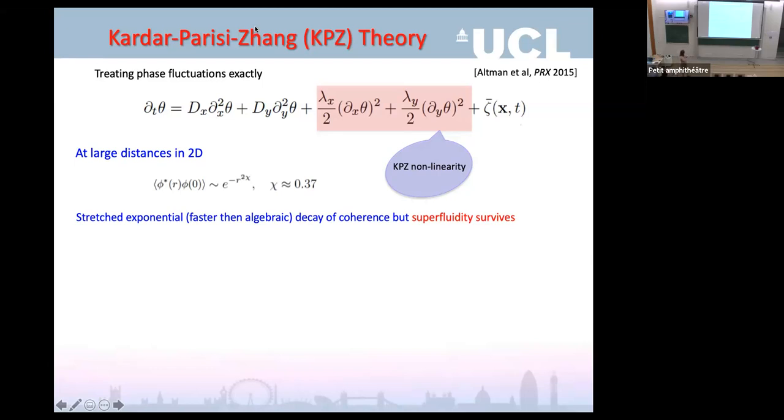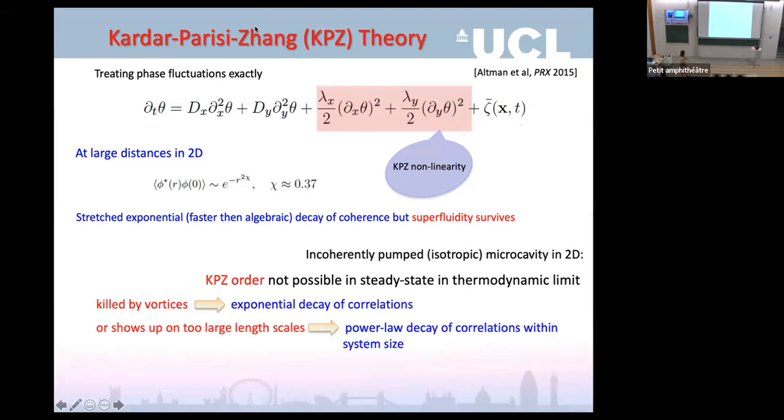So that was discovered a while ago, and it was proposed that this system would be really interesting to study KPZ. However, later on, it was discovered that when you consider the compactness of the phase, there are problems. So I will summarize what was discovered, and I will describe why that is the case. It appeared that KPZ order is actually not possible in the steady-state thermodynamic limit in the case of a compact variable, because it will be killed by vortices. It will be killed by vortices in two ways.